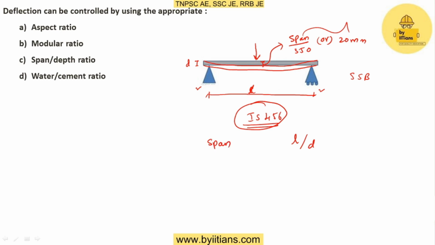For example, for cantilever beam the L by D ratio is 7, for simply supported beam it is 20, and for continuous it is 26.